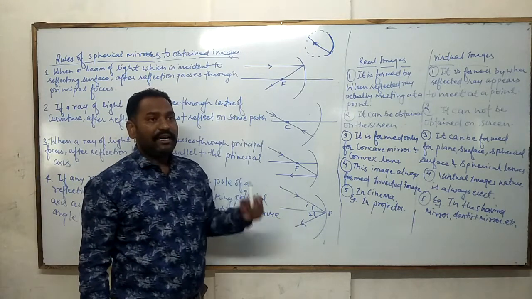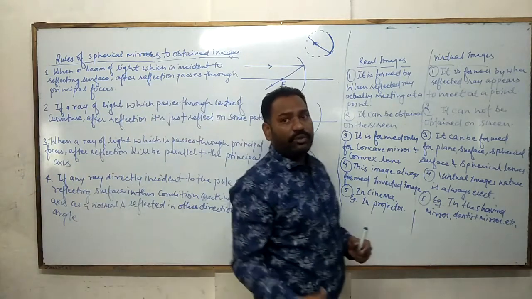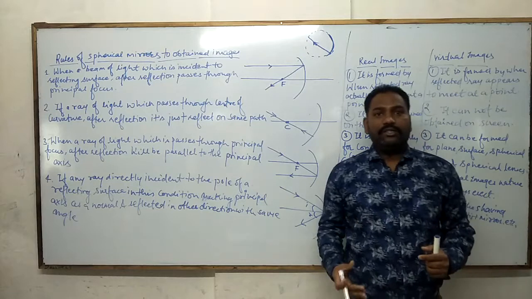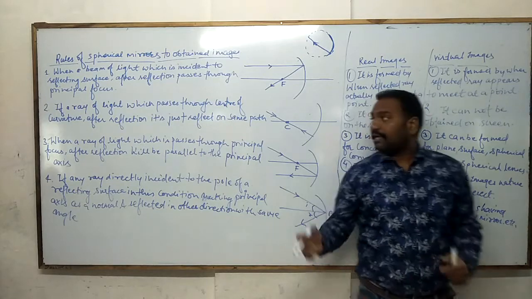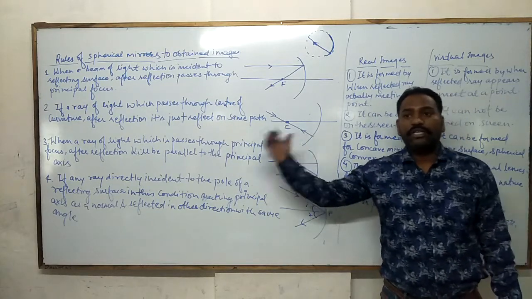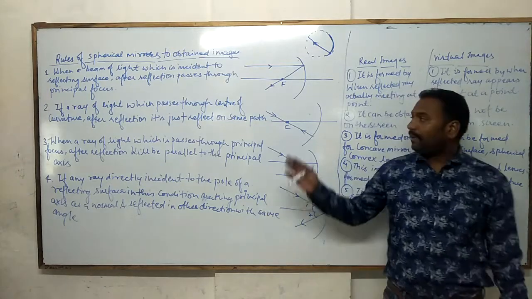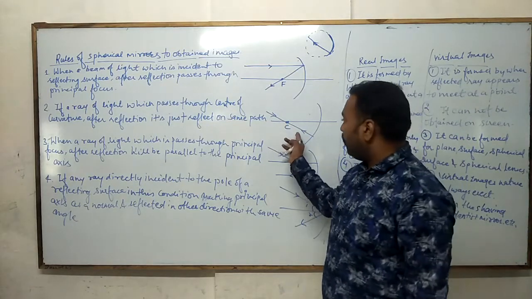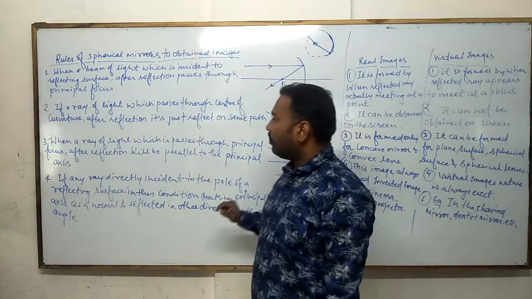If any incident light passes through the center of curvature, after reflecting it passes along the same path, which means it again goes through the center of curvature.